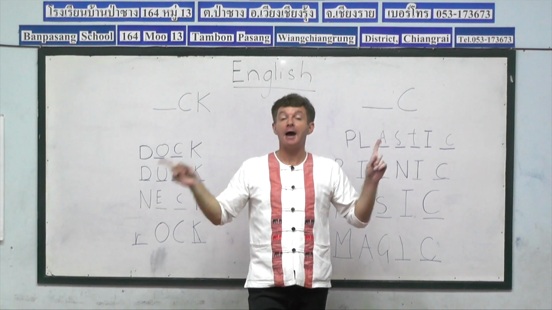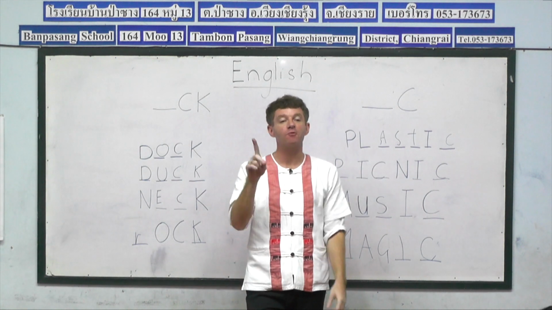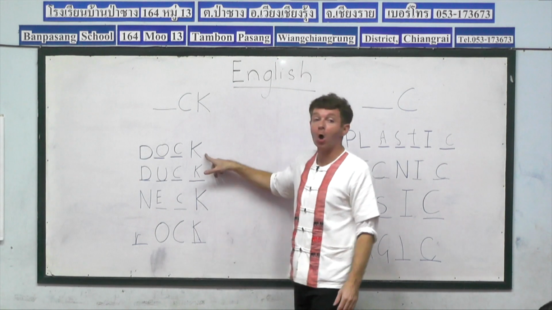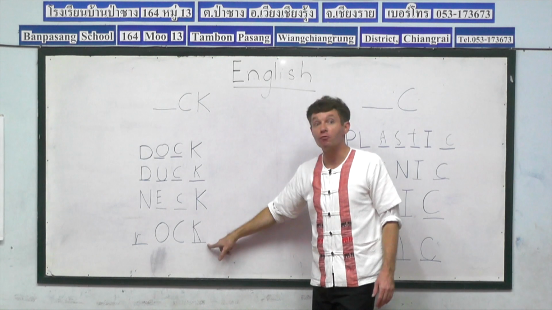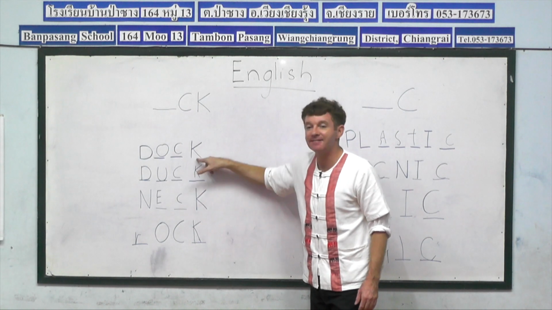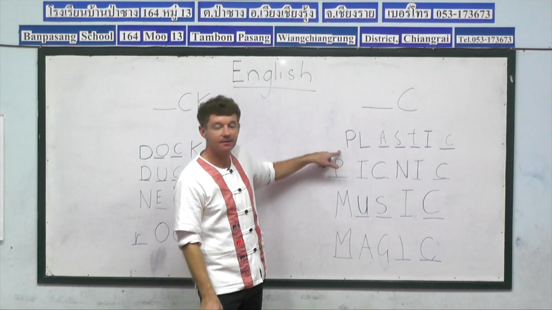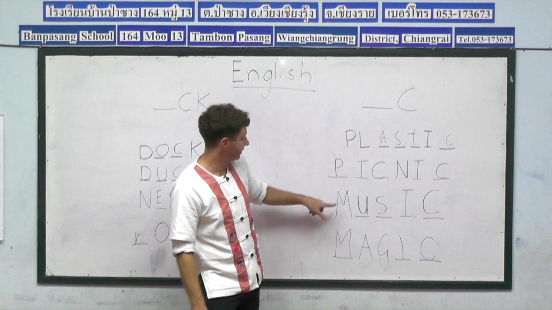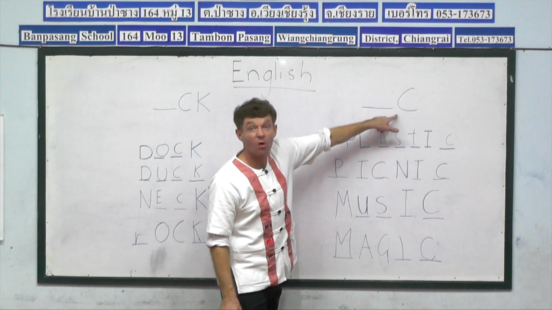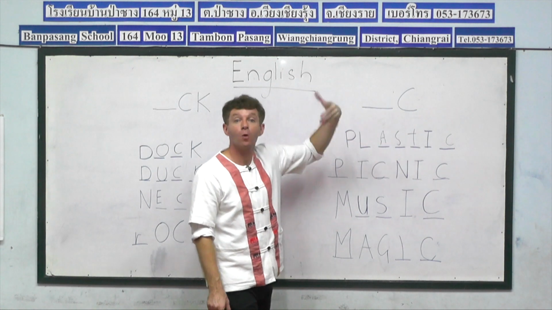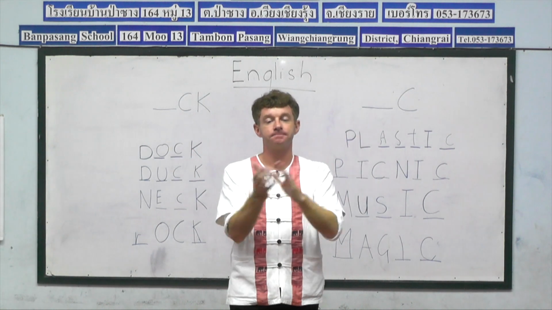So we can see how the different end letters produce the same sound. Let's practice speaking one more time. Dock. Duck. Neck. Rock. CK endings. K. But then, plastic. Picnic. Music. Magic. C on its own at the end of the word will also produce the same sound. Guys, that was brilliant and very well remembered.